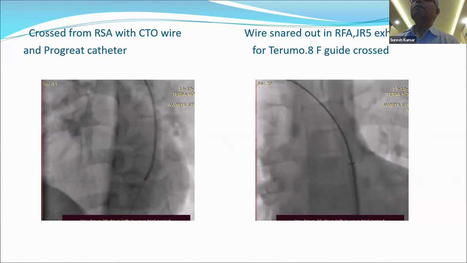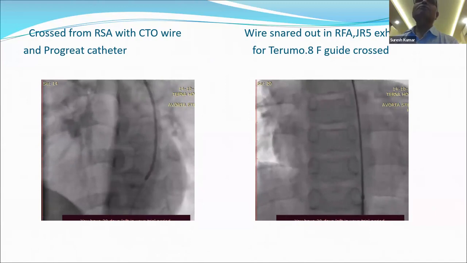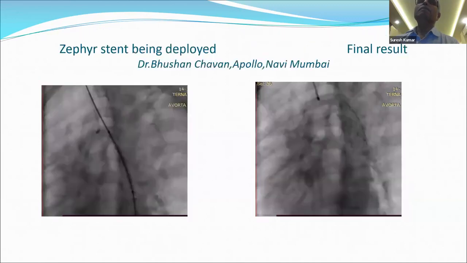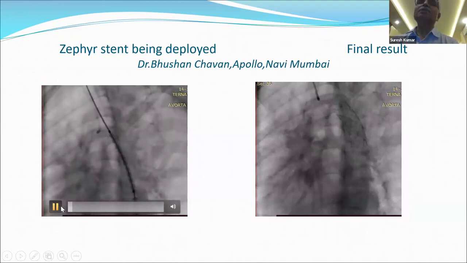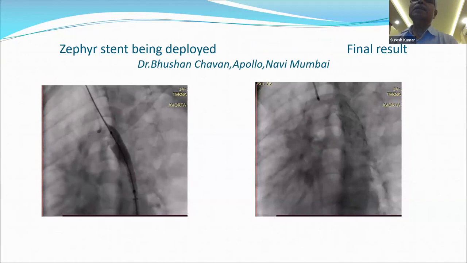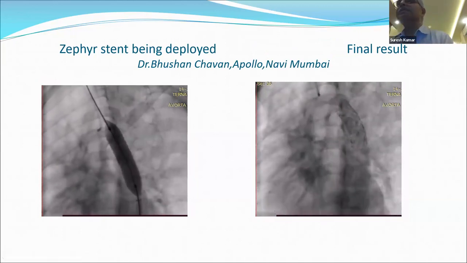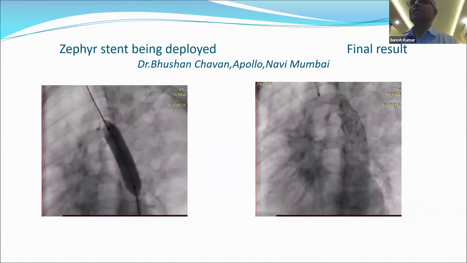And now with a guiding catheter across, the rest of the procedure is fairly straightforward. And this was a case where he used the Sapphire stent. You can see the Sapphire stent being deployed. You can see that the stent is coming up. And this was the final outcome. So from an atretic isthmus to a wide open vessel with the stent treatment, this is an excellent result from Dr. Bhushan.